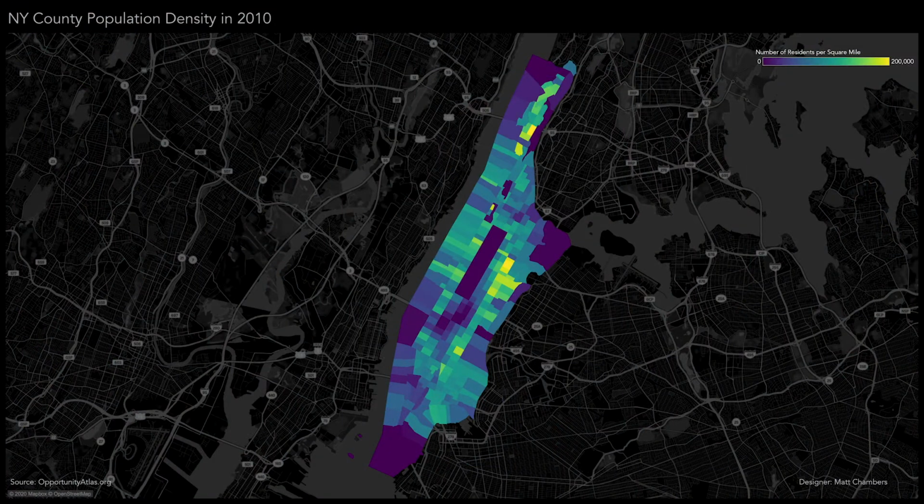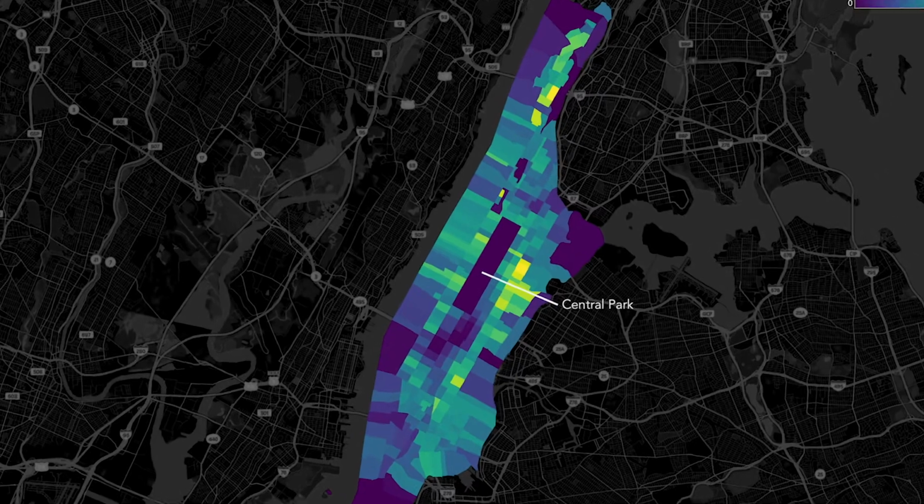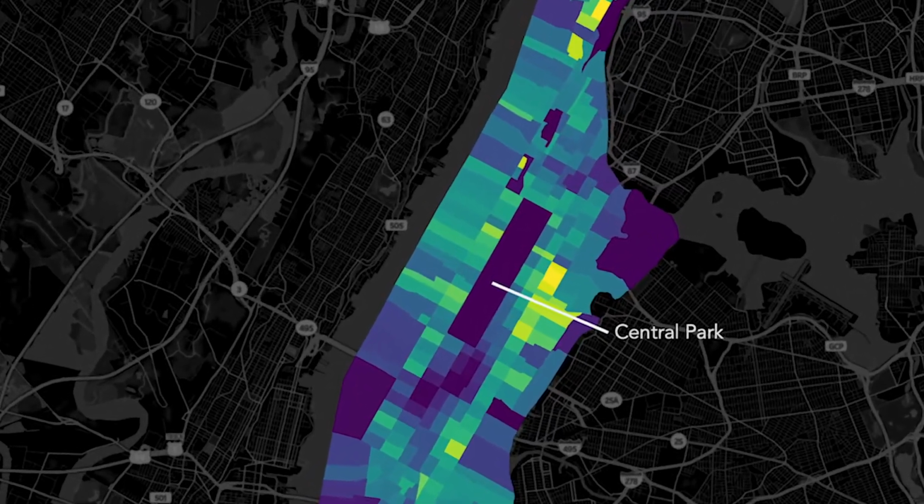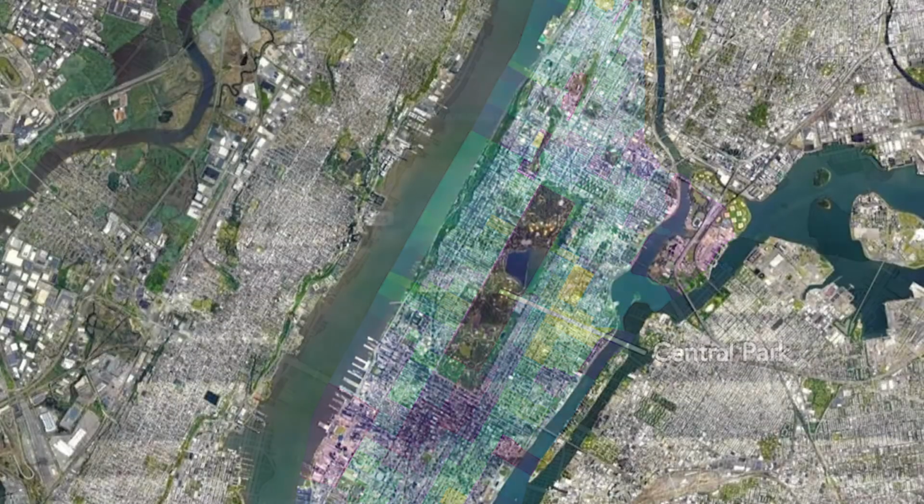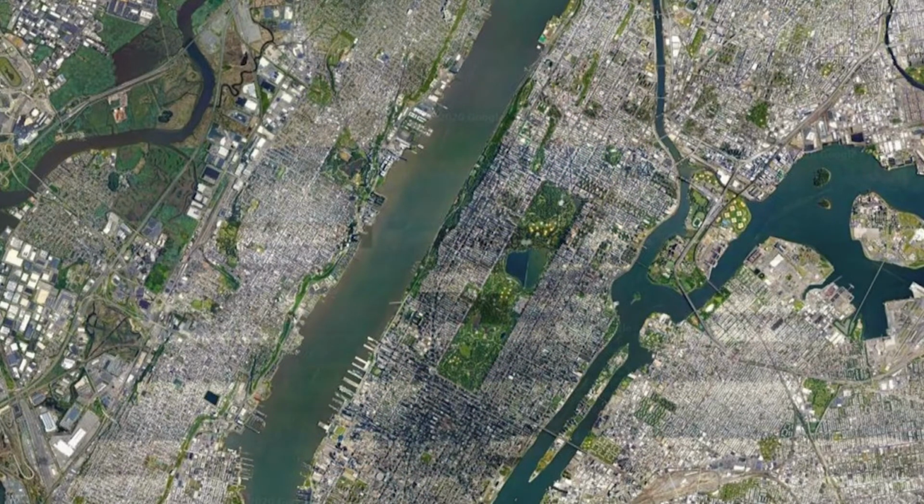We can see that New York County is most densely populated in the Upper East and West Side of Manhattan. But we also see an anomaly, a giant rectangle where there is no population. Well, when you have a city this densely packed with people, you need a place for recreation. Central Park. Central Park is an urban park located between the Upper West and Upper East sides of Manhattan.